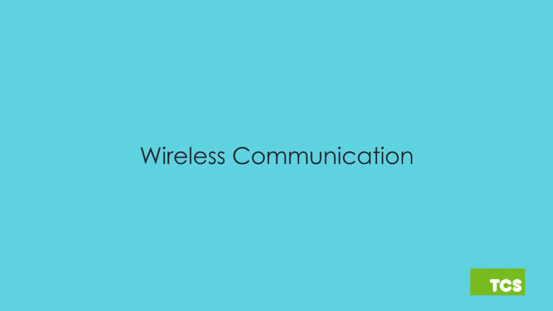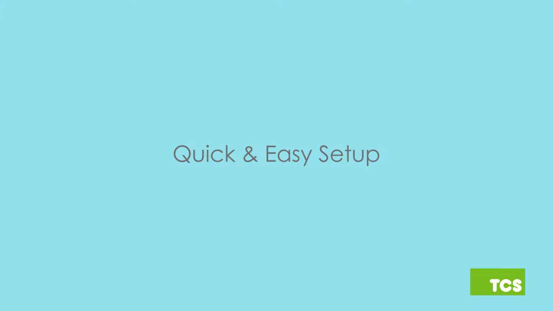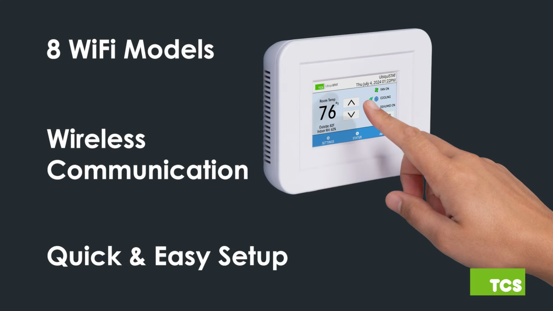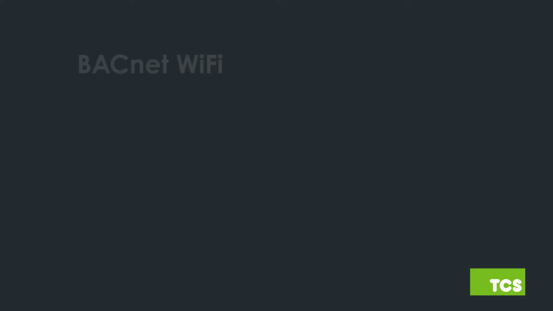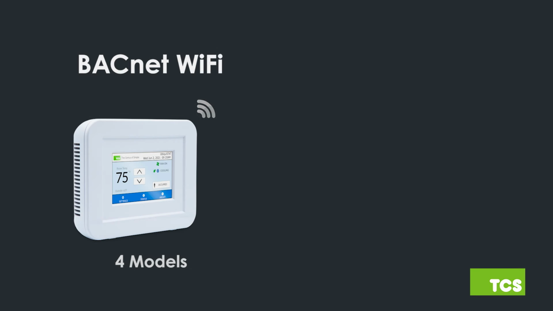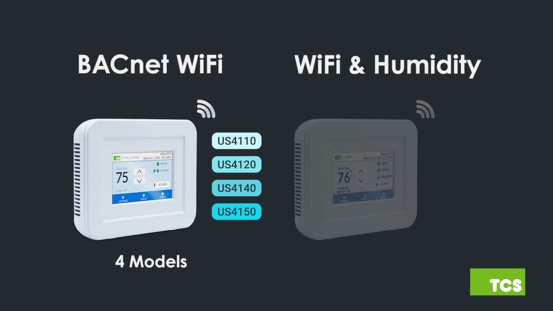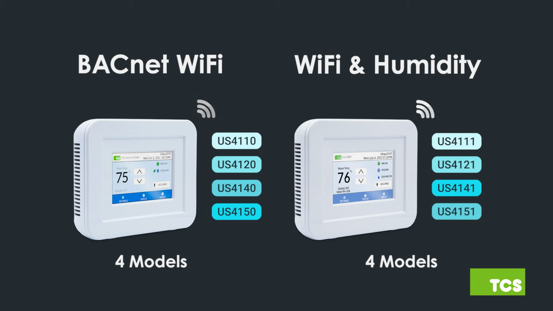When you need a BACnet IP stat and pulling wire is just too complex and costly, the UbiquiSTAT with BACnet IP over Wi-Fi may be the perfect solution. Every UbiquiSTAT model has a version that will communicate as a BACnet IP over Wi-Fi device. These are available with or without humidity control.